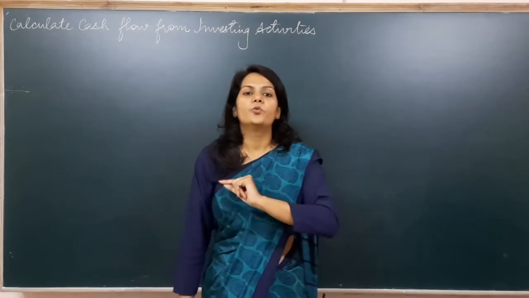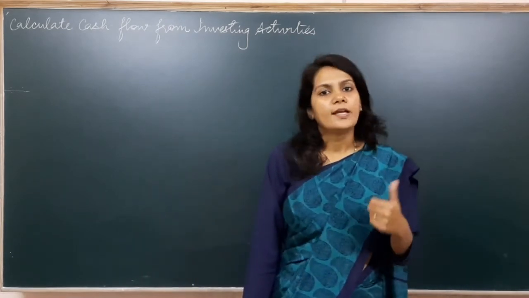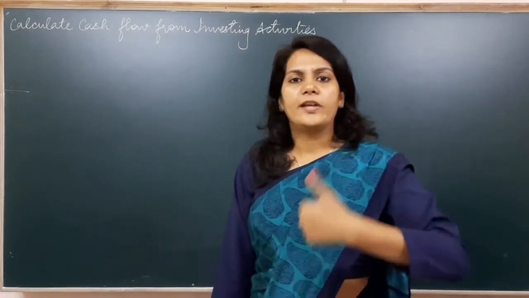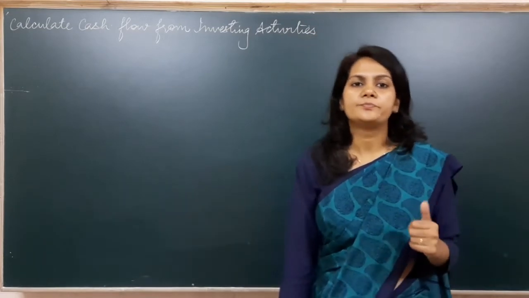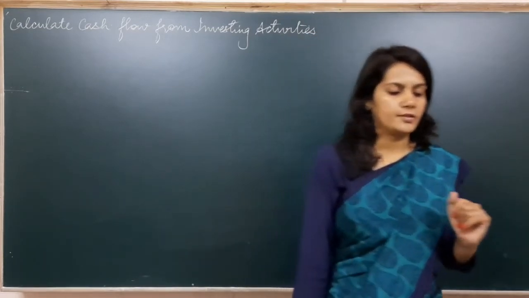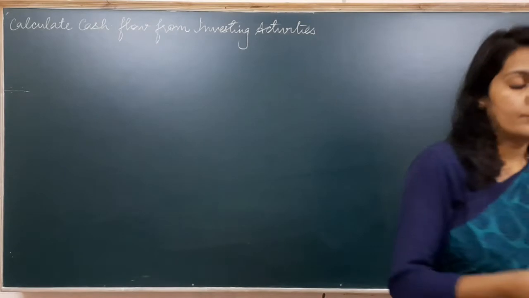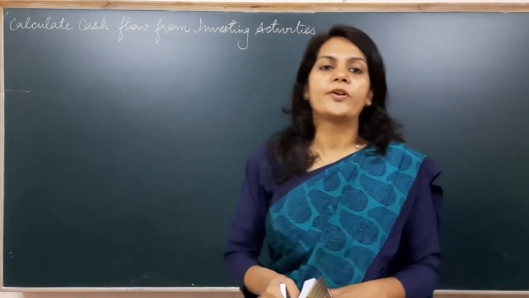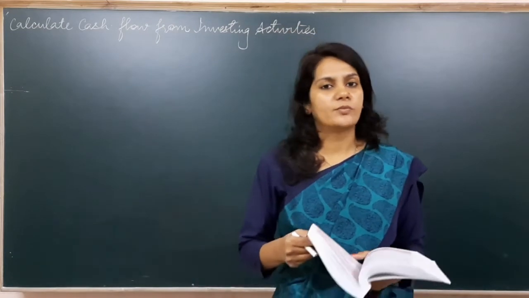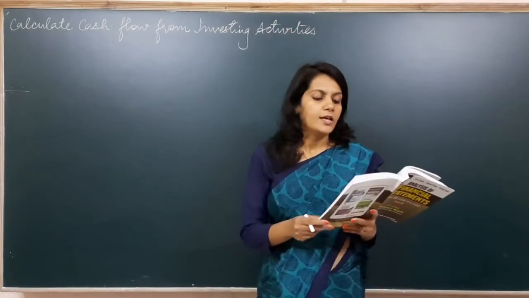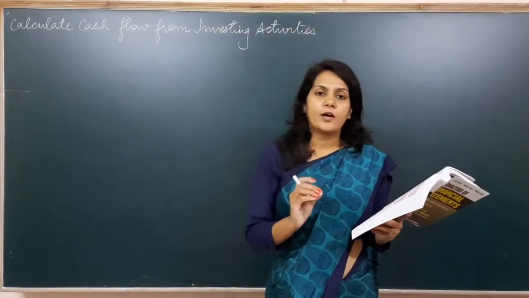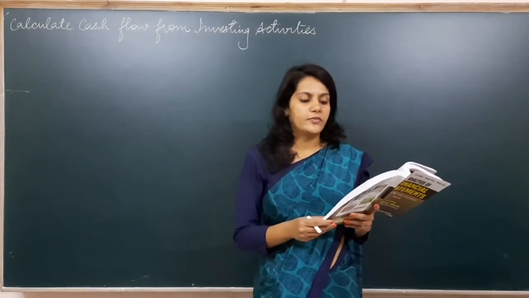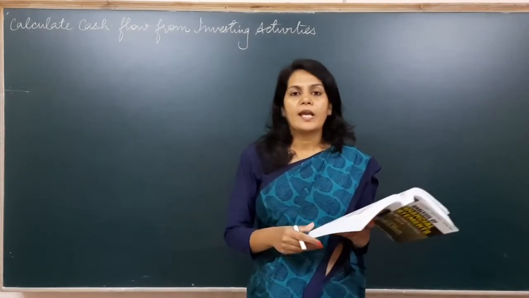But if no additional information is given to you, then you can find out the value of sale and purchase directly. So let's discuss one question. Take out page number 6.37 of your books. Let's discuss question number 22. Read the question. We have to find out cash flow from investing activities from the following information.